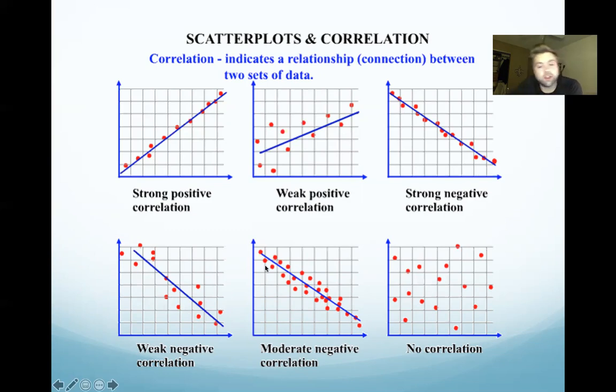Moderate correlation, you can see that the dots are still in kind of a line shape, but not as closely in a line as they are for the strong. And then when you have no correlation, there's just no pattern at all to the variables. So that's why you'd see no correlation here.